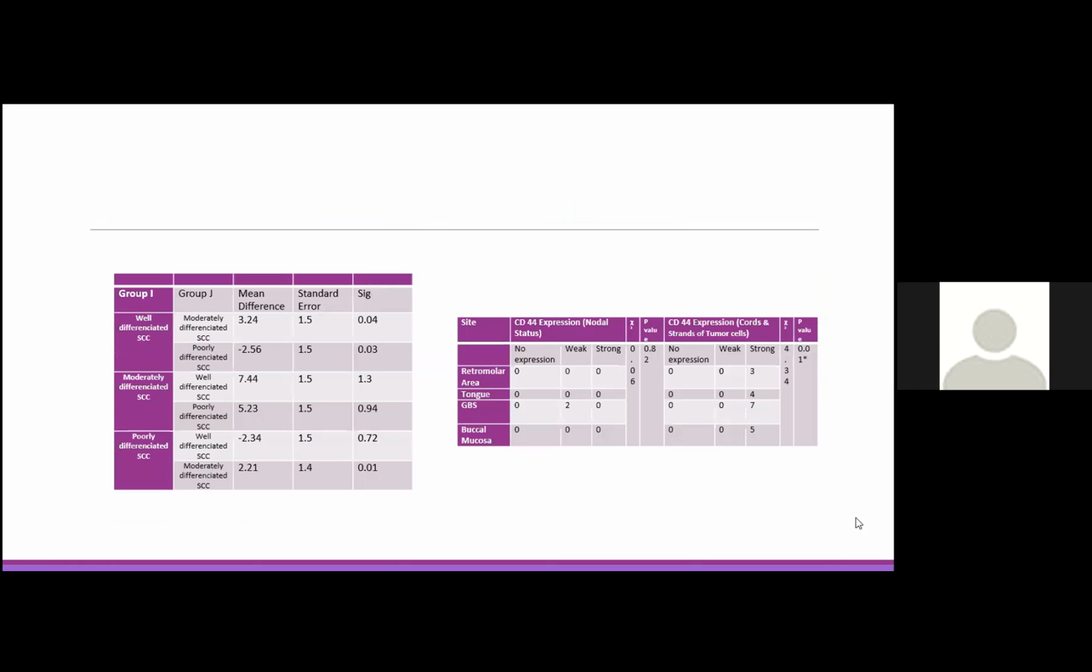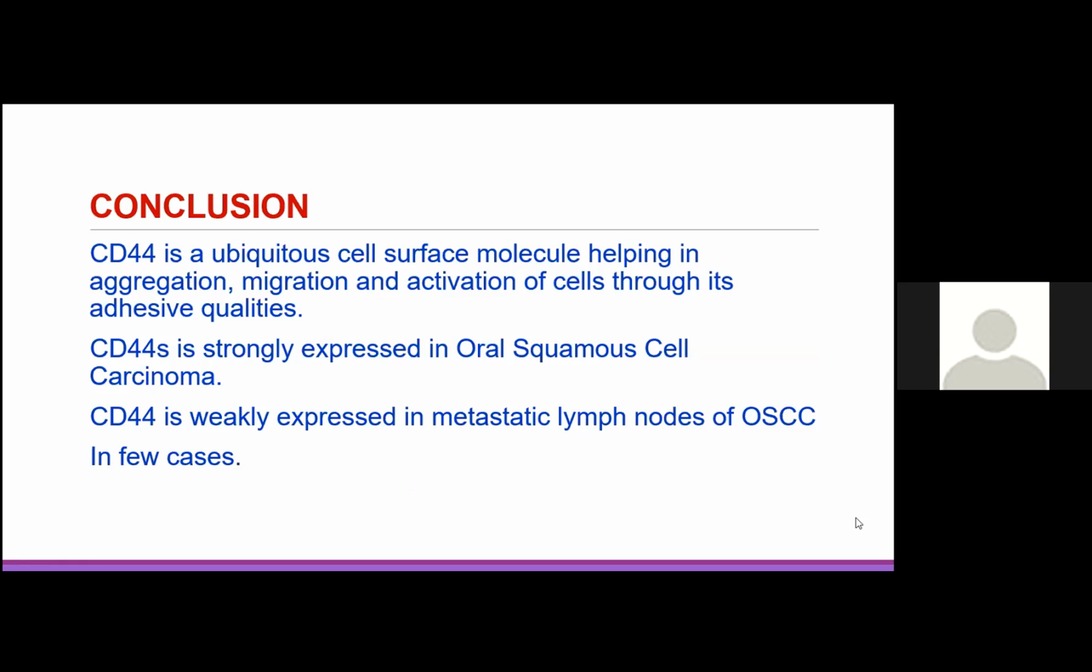Now these statistics in brief depict the same, that CD44S is very well expressed in all the grades of oral squamous cell carcinoma, starting from well to moderate to poor, but it is weakly expressed in metastatic lymph nodes of oral squamous cell carcinoma.